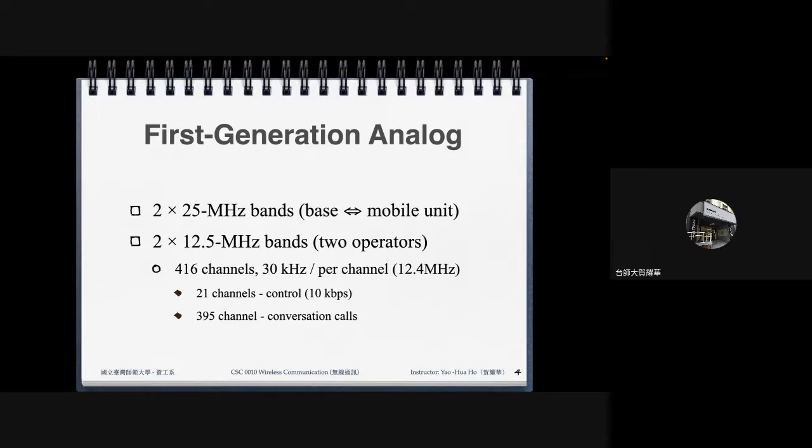Last week we also talked about the first generation of cell phone, which is analog, which has two sets of channels, base station to mobile device and mobile device to base station. Those two sets of channels break down into two separate sets. So you have two forwarding, two reversing, to break down for two operators, two telephone companies. Then the total channels are listed as 416 channels. 21 channels for control, 395 for conversation channels.